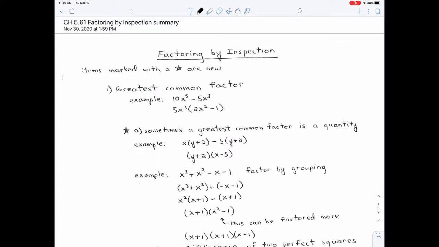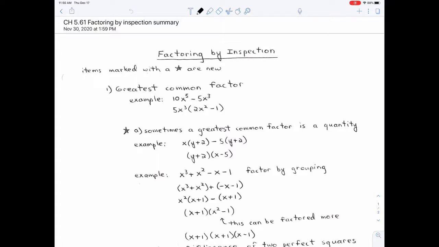So it says here, items marked with an asterisk are new. I guess it's probably something to be aware of. Okay, so this is just a summary of factoring. I'm gonna call this factoring by inspection, because we are gonna start doing something new. By inspection, I just mean just by looking at it. So greatest common factor, difference of two squares or a trinomial, perfect cubes. Eventually we're gonna have to factor things you can't just do by looking at it, and that's kind of the main thrust of what the rest of this chapter is about.